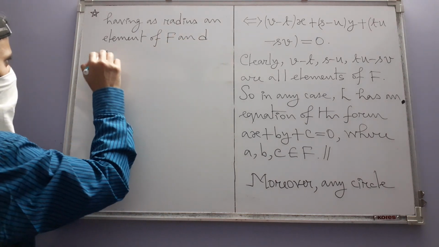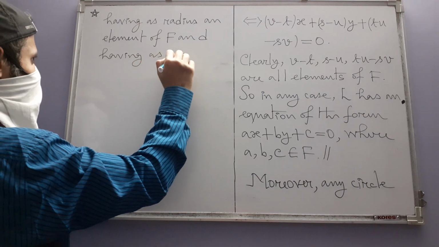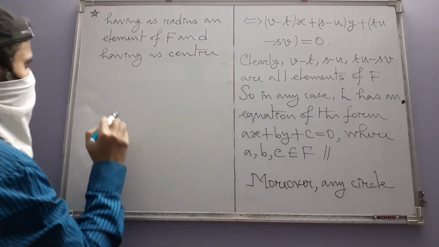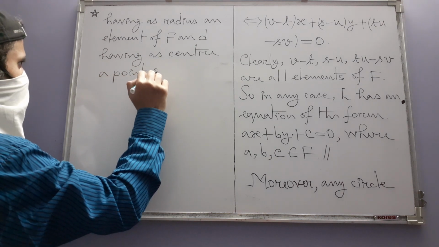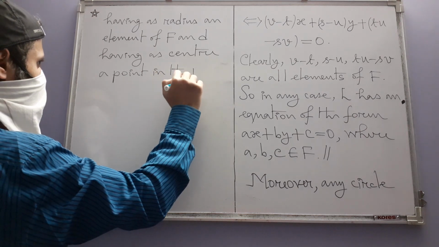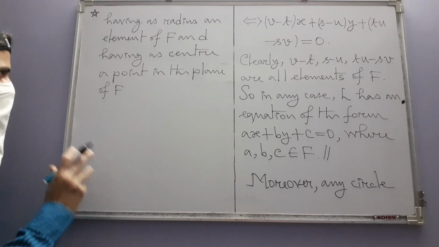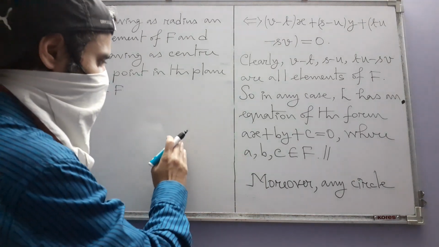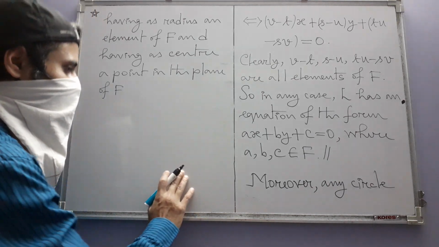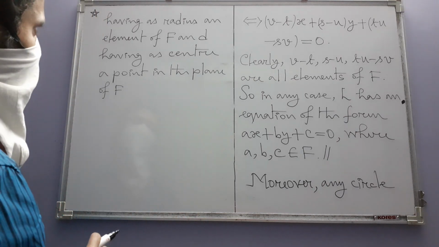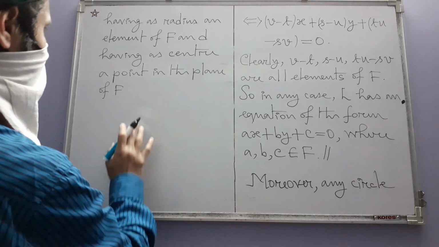and having as center a point in the plane of F. That means having as center a point which is an element coming from the Cartesian product F cross F. For any such circle, it has an equation which is of this form.